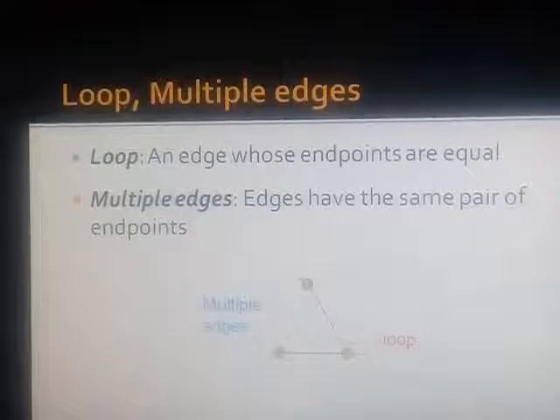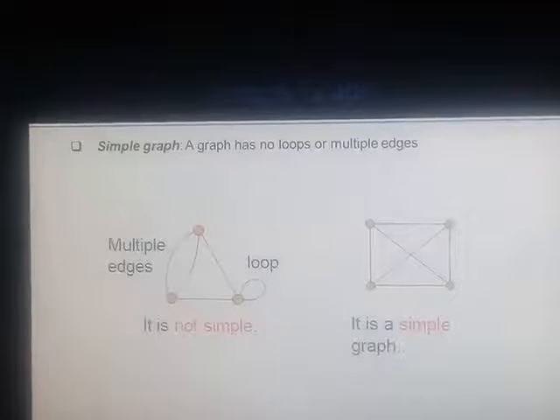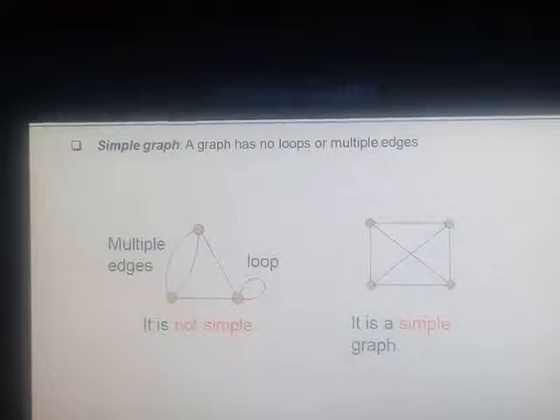Second one, multiple edges. Edges that have the same pair of endpoints, that is called multiple edges. Next graph is a simple graph. A graph that has no loops or multiple edges, that is called a simple graph. For example, this is a simple graph figure.